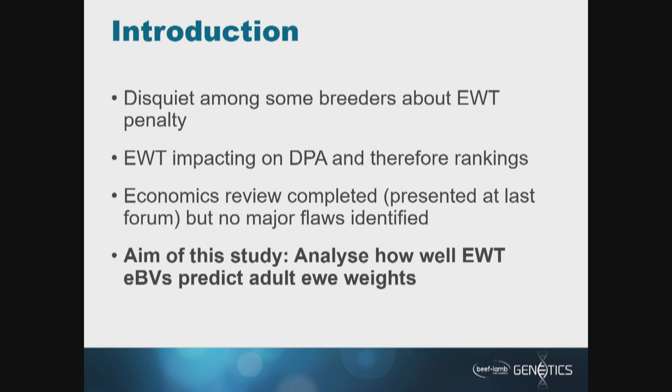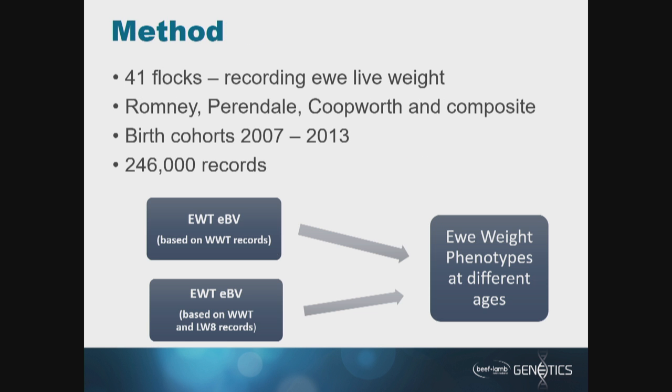So we've gone a bit further and looked at the performance of the breeding values, and so the aim of this was to analyse how well ewe weight breeding values on young ewe lambs were predicting the actual live weights of those ewes once they grew up. So we took some data from SIL. We got 41 flocks that were all recording ewe live weight, Romney, Perendale, Coopworth and Composite, birth cohorts 2007 to 13, and that gave us about 250,000 ewe live weight records.